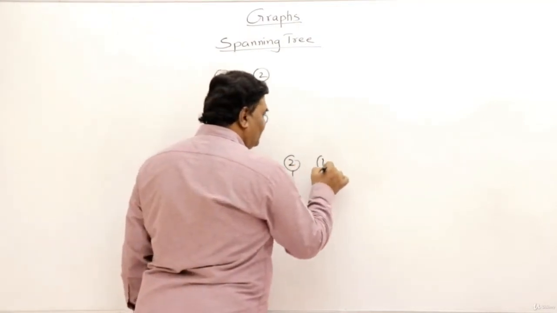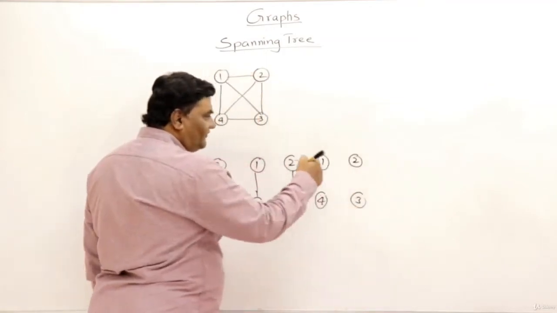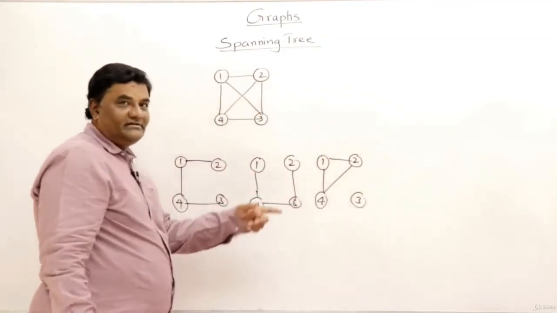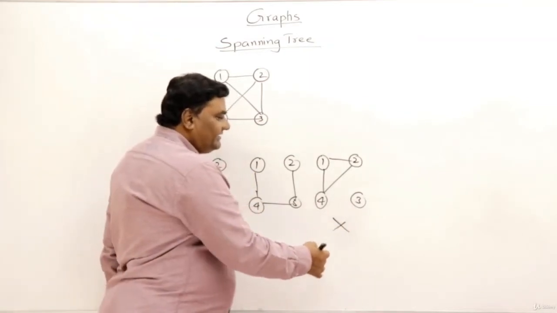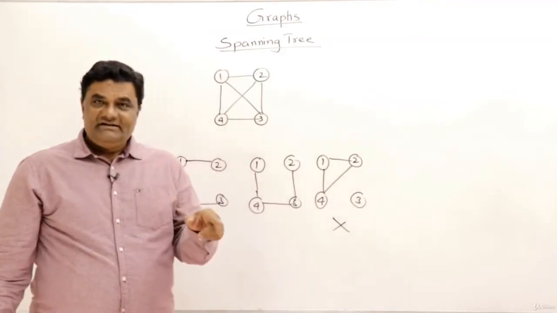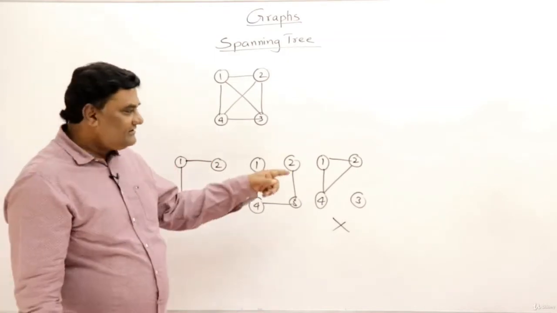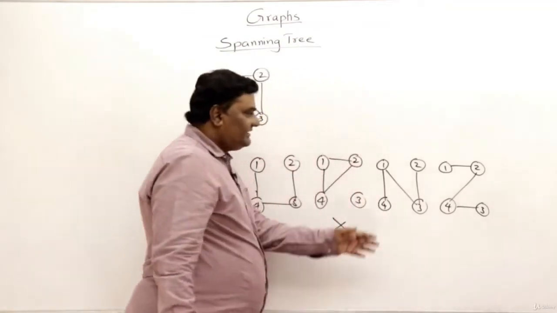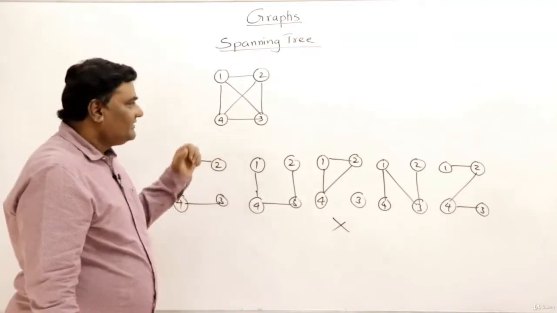I will draw one more. 4 vertices I have taken, 3 edges, yes, 1, 2, 3. Is it a spanning tree? No, it has a cycle. It's not a spanning tree. And you can see that vertex 3 is not connected. So it should be connected and it should not have any cycle. Then we say it's a spanning tree. This is not a spanning tree. Then I'll draw a few more. See, these are also spanning trees. So various spanning trees are possible for a given graph.